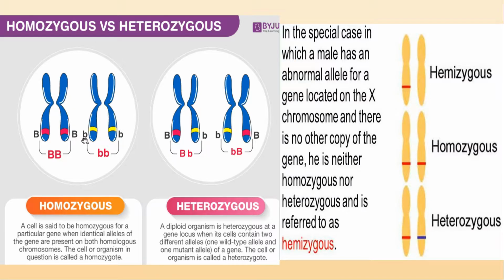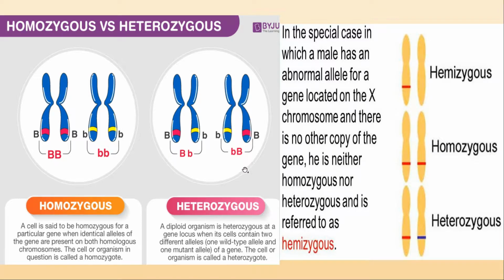So a cell is said to be homozygous for a particular gene when identical alleles of the gene are present on both the homologous chromosomes. So the cell or the organism is said to be a homozygote. Whereas in the heterozygous condition, capital B and small b are on the other homologous chromosome. So a diploid organism is heterozygous at a gene locus when its cell contains two different alleles, one wild type and one mutant type. The small b is called the mutant type. So a mutant allele is present. The cell or the organism is called a heterozygote.